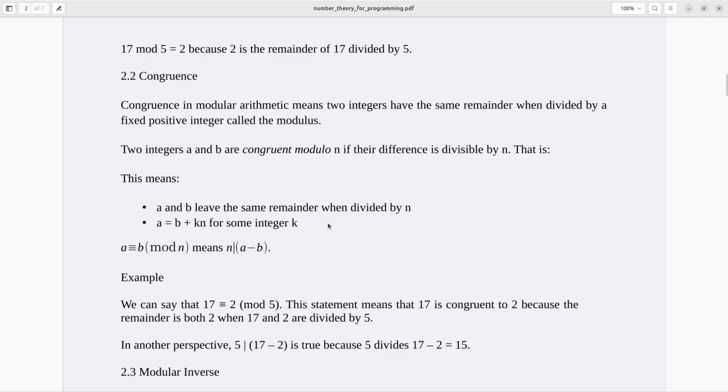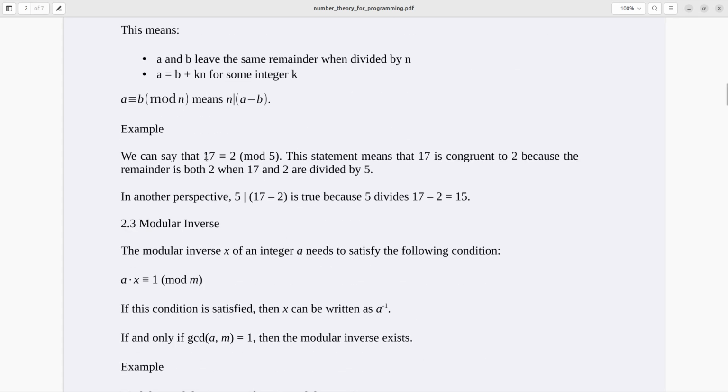Or we can use another way to explain the meaning of congruence. If a is equal to b plus kn for some integer k, then we say that a is congruent to b under modulo n, okay? So we can write it as follows. A is congruent to b with modulo n, and it means that n can divide a minus b completely without leaving a remainder. Okay, so let us see the following example.